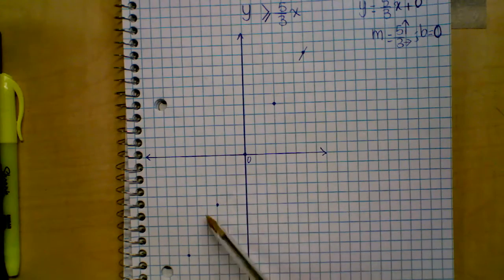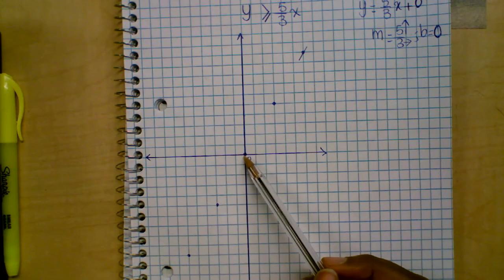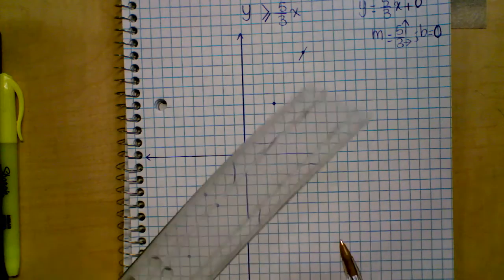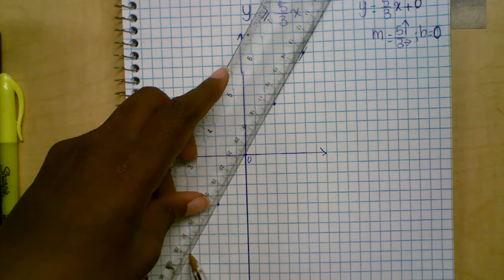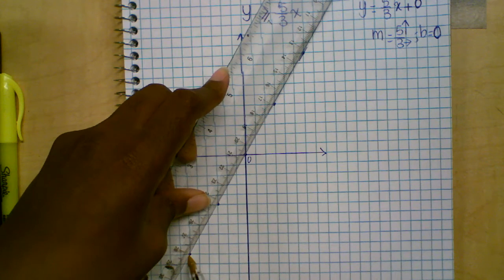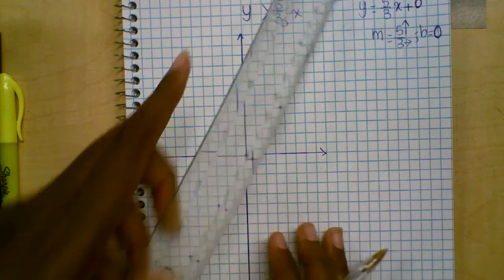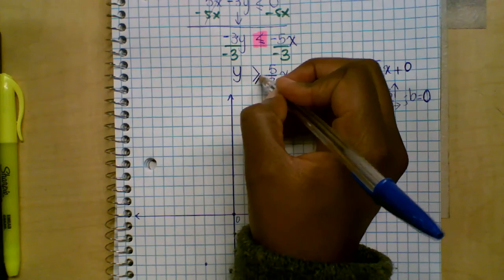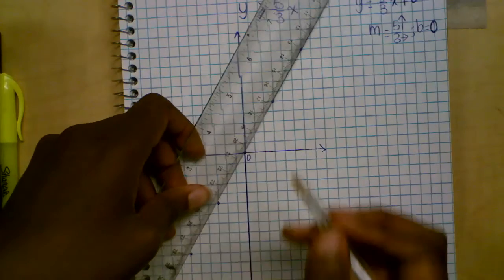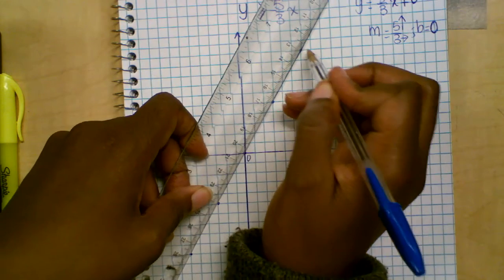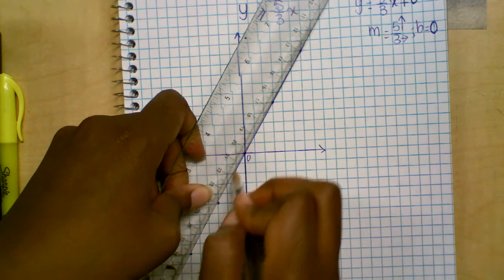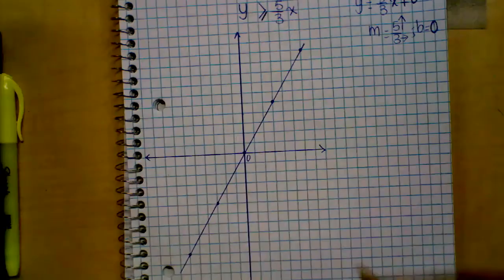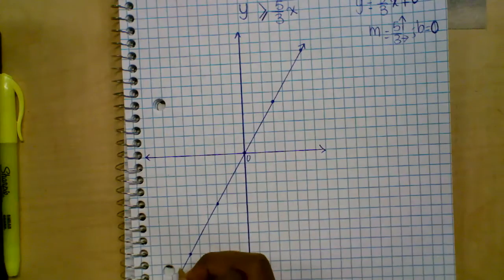To build the line on the other side, I want the opposite direction from the y-intercept of 0: go down 5 and to the left 3. Now I'm going to use my ruler and connect the dots. Am I going to use a dashed line or a solid line? Remember, you have a line under the inequality, so it's going to be a solid line. Make sure you draw a solid line, and include the arrows at the end.